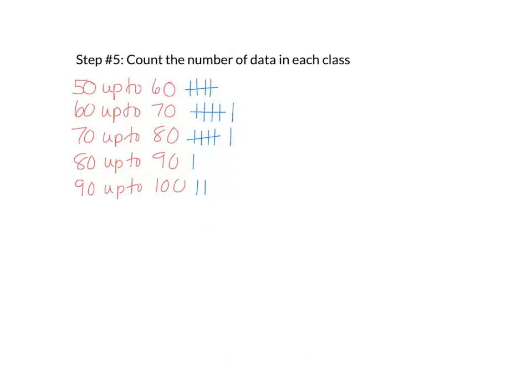Our final step in the creation of our frequency distribution is to count the number of data in each class. So from step number 4, we have our tallies, and we have a 5, 6, 6, 1, and 2. We always want to check and make sure these will in fact add up to be the number of data items that we had, which in this case was 20, and that is correct.